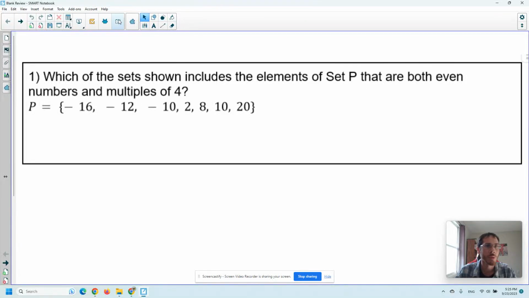All right, this is the Unit 1 test review. So let's see what we got. Number one, which sets shown include elements of set P that are both even numbers and multiples of 4?